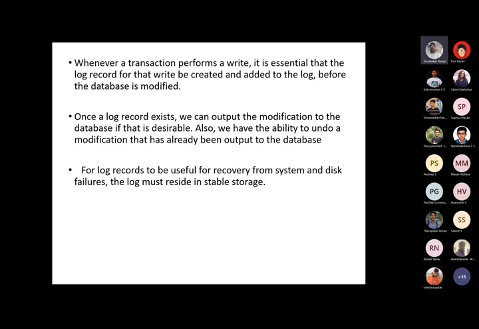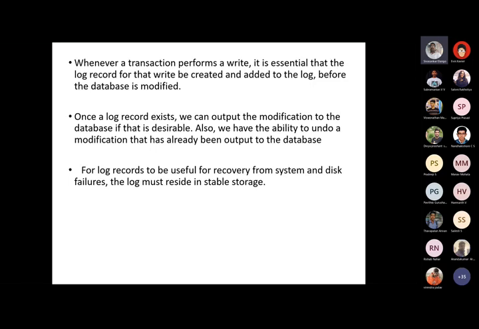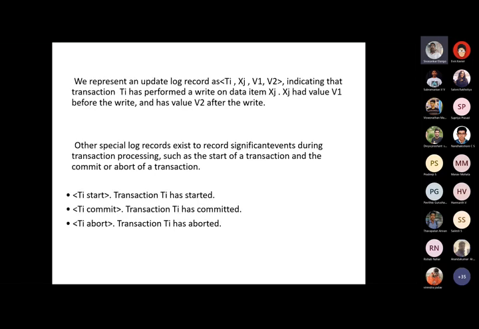So whenever a transaction performs a write operation, you are going to generate a log record. The log record is of the format TI, XJ, V1, V2, which means that the transaction TI has performed a write operation on the data item XJ, and V1 is the old value of the data item before the write operation, and V2 is the new value of the data item after the write operation.